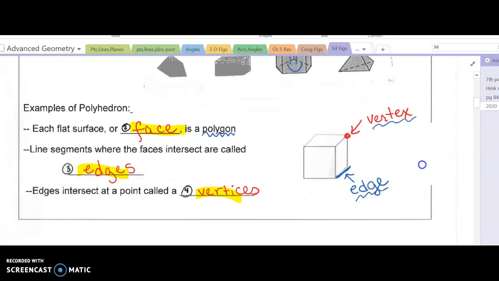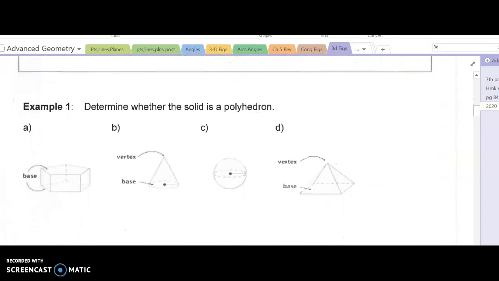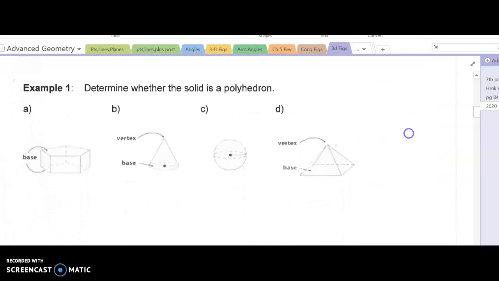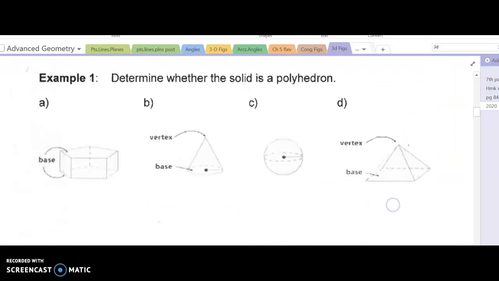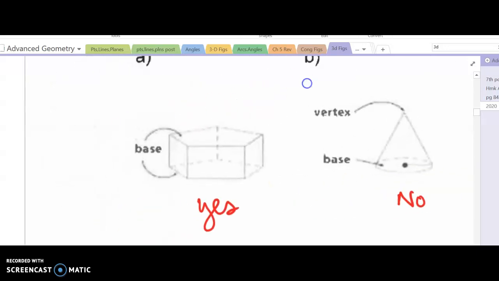So what you're going to do here on this first example is just determine whether each figure is a polyhedron or not a polyhedron. That's all you're going to do, and then we're going to talk about why. So pause the video, give your best try on example 1, and then we'll talk about it here in a second. Okay, so this first one is a polyhedron.